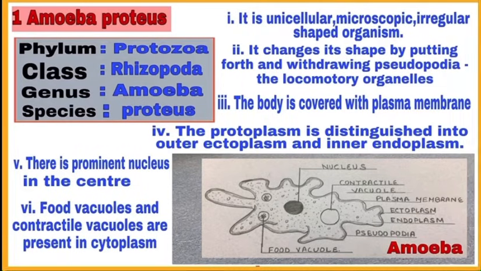The protoplasm is distinguished into outer ectoplasm and inner endoplasm. Also, there is a prominent nucleus in the center. Food vacuoles and contractile vacuoles are present in the cytoplasm.